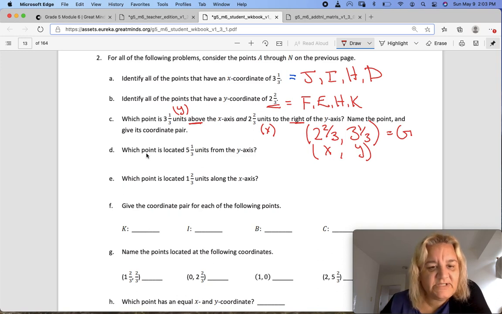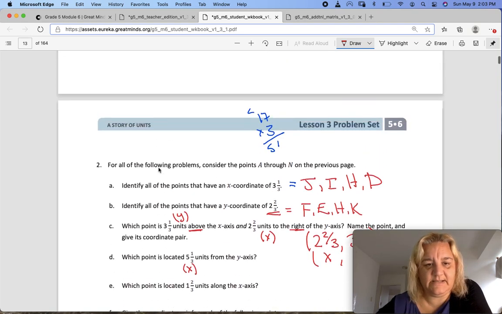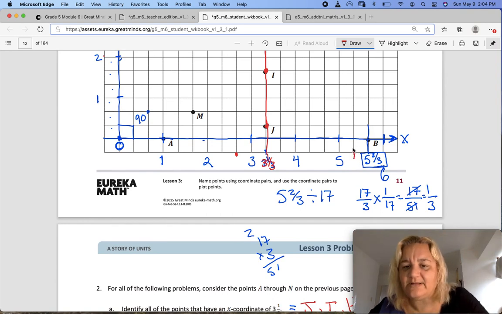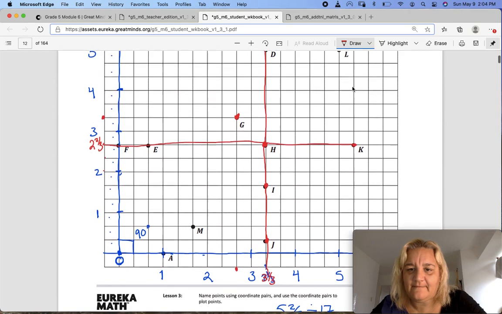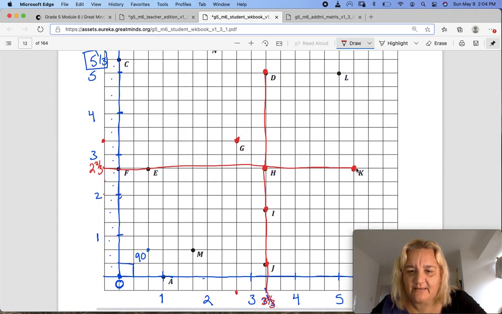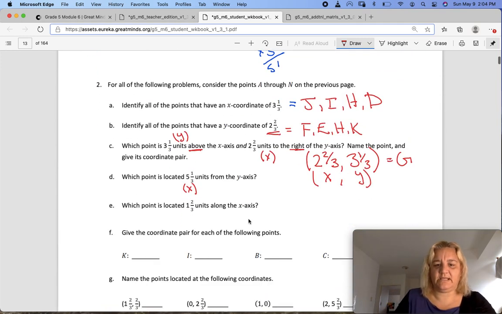Okay. Which point is located 5 1/3 units from the y-axis? 5 1/3 units, so that means the x is 5 1/3. So let's see. 5 1/3 would be this line here. And basically they're asking for any point on that line. And there's only one, and it is K. Okay, point K.